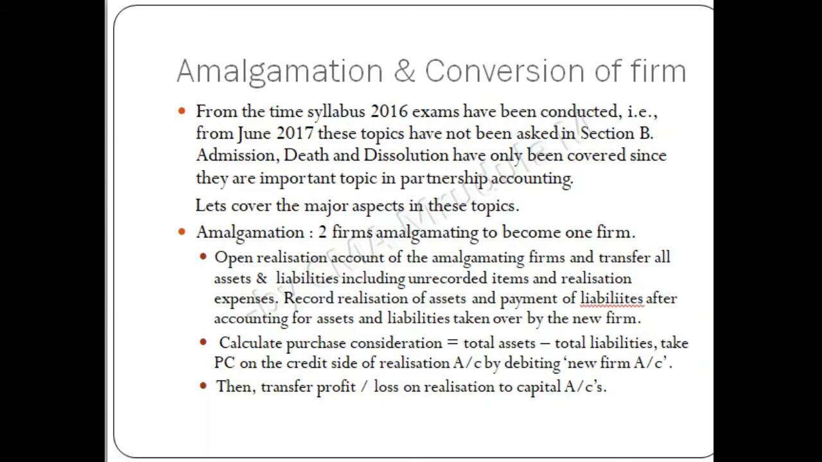Then purchase consideration is to be calculated. Purchase consideration is the amount at which the new firm will buy the old firms which are getting amalgamated. Purchase consideration is nothing but the total assets minus the total liabilities of the firm getting amalgamated. This amount is taken on the credit side of the realization account. New firm account will be debited. Then, as usual, the profit and loss on realization is transferred to the partner's capital accounts.